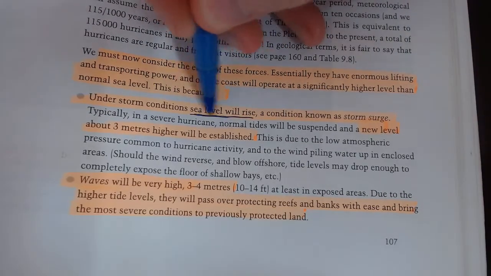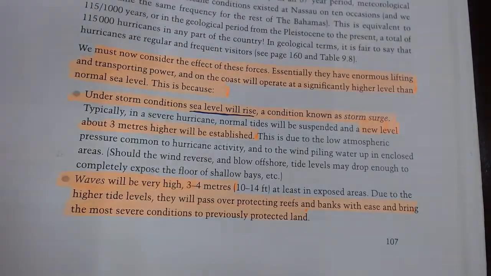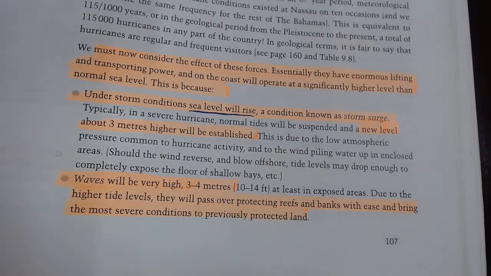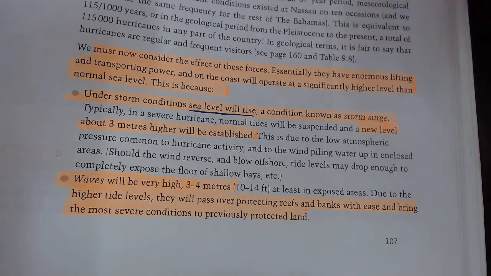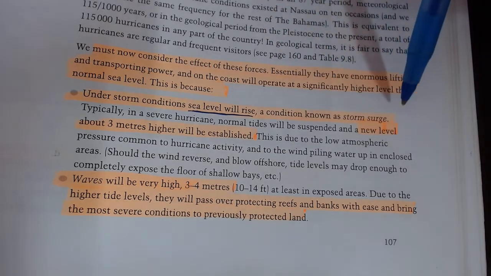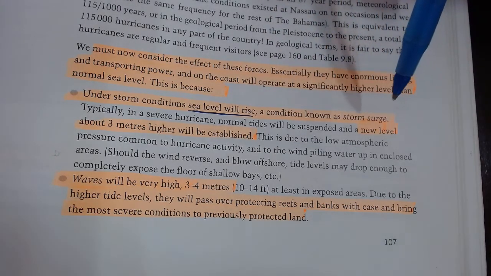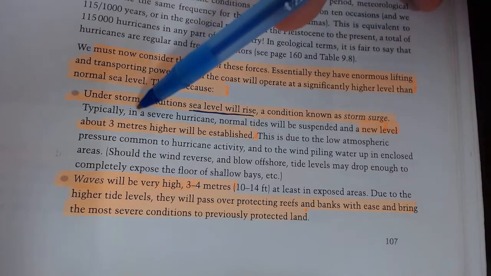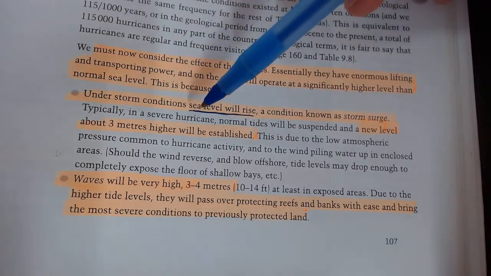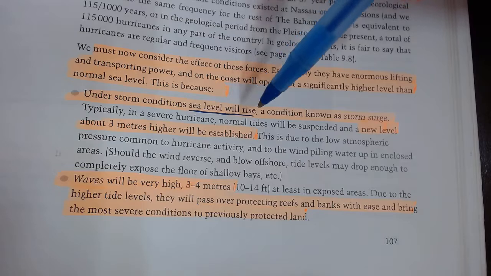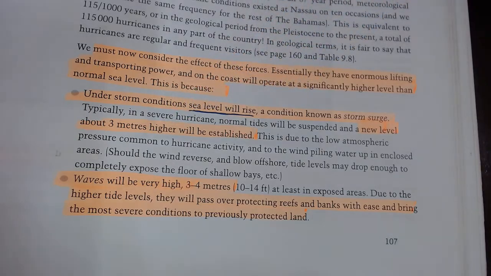So obviously our sea level will rise, so land that wouldn't have been eroded before is now being eroded, so there's even more sediment being created. A condition known as storm surges, okay, where the sea level gets very, very high. A new level of about 3 meters higher than the high tide will be established. So all of that land that would never have experienced coastal erosion is now getting absolutely battered by these storms.